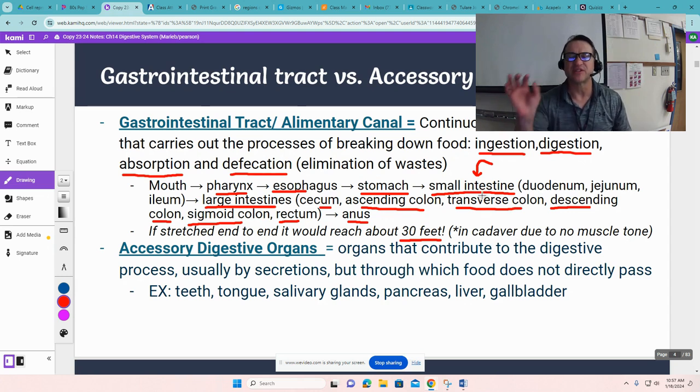All this is where food directly travels through. Guess what? Food goes into your mouth. It goes into your pharynx. It goes through your esophagus. It goes into your stomach, into the small intestines. Food travels through all of these.